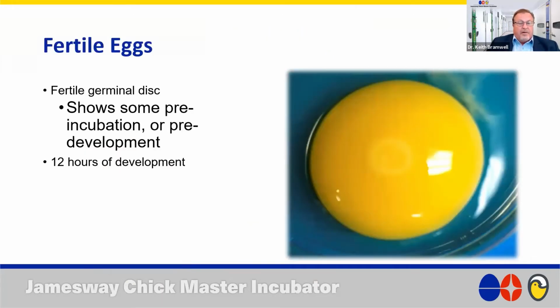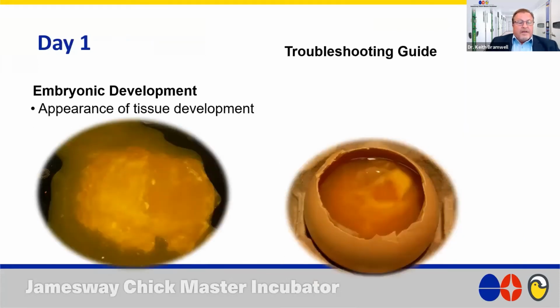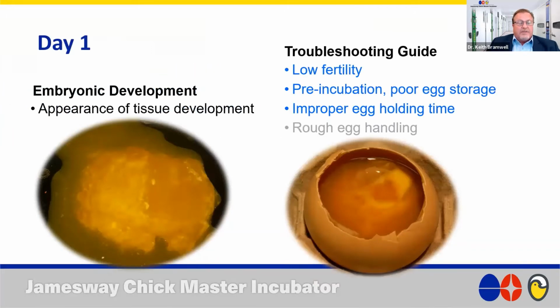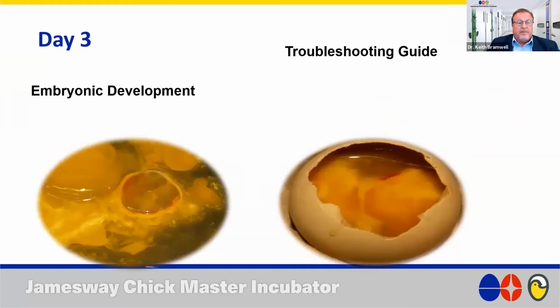And again, our eggs at 12 hours of development, we'll see a germinal disc similar to this. Day 1, if we have loss in day 1 of incubation, I mentioned the low fertility, infrequent mating will cause some early day 1 losses. Pre-incubation or poor egg storage, improper egg holding time. If we're holding eggs too long, if we have fluctuating temperatures in the egg room or in the egg house or during the transportation process, we're going to have some early day 1 embryo loss.